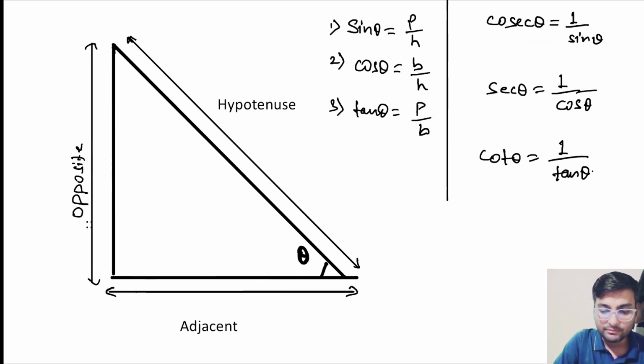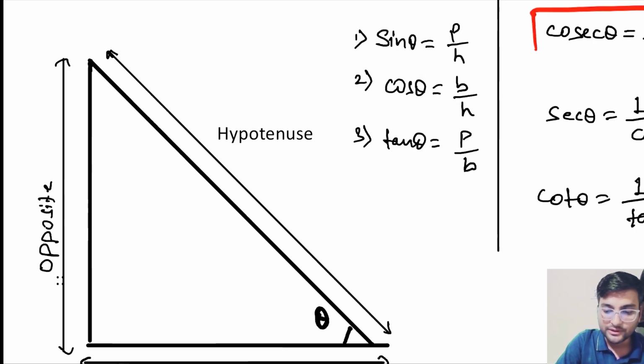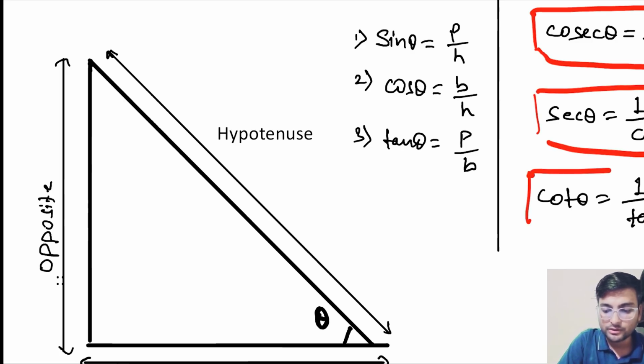I previously mentioned that, but here this part is new. The inverse of cosec theta is sin theta, and the inverse of sin theta is cosec theta. The inverse of sec theta is cos theta, and the inverse of tan theta is cot theta. Okay. And these are the very basic formulas which I already discussed with you.